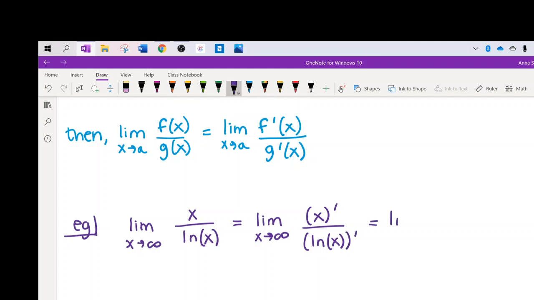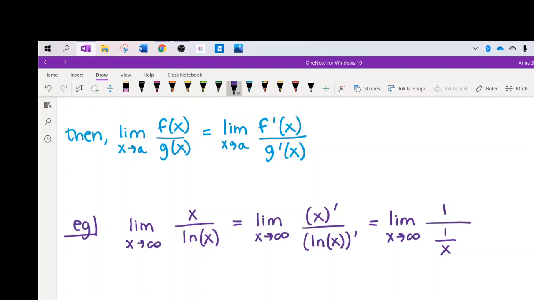So what is the derivative of x? Well, that's just equal to 1. And what's the derivative of ln of x? That's 1 over x. So if you were to try to then evaluate the limit from this point, the limit of the numerator would just be 1, right? And then the limit of the denominator would be 0, right? Because the limit as x approaches infinity of 1 over x is 0. And 1 over 0 is undefined, so that doesn't really help us.